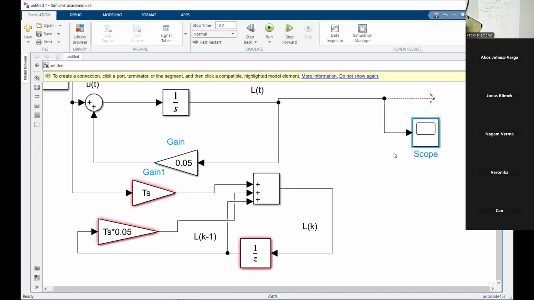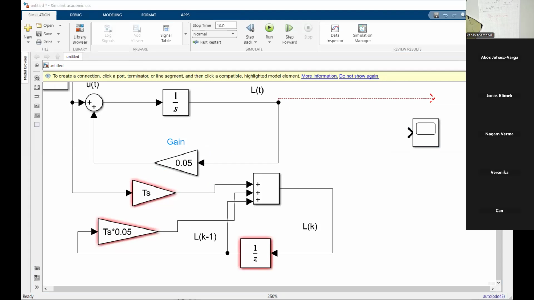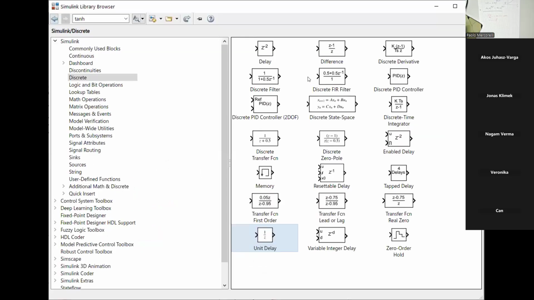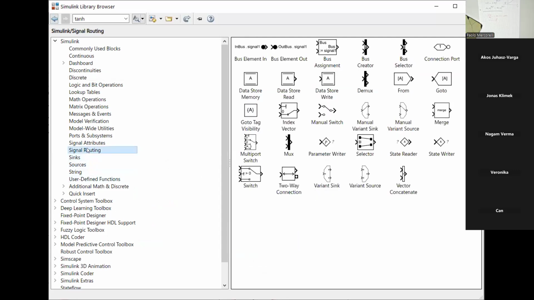Let me put here both solutions. How can we do it? I can go again in the library. What is the library now here? Okay, I think this block which I need can be found under signal routing. Yes, under signal routing you can see here Mux. Click twice, click, maintain and drag.